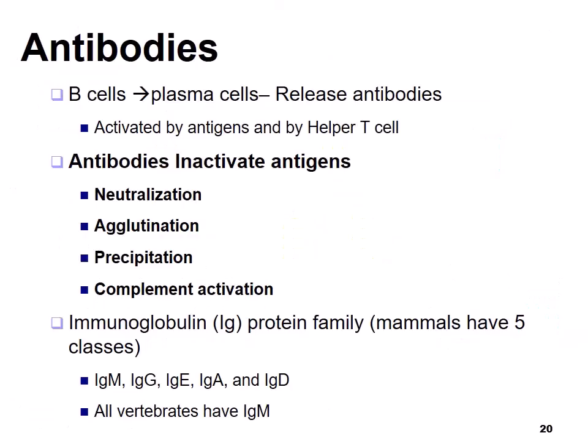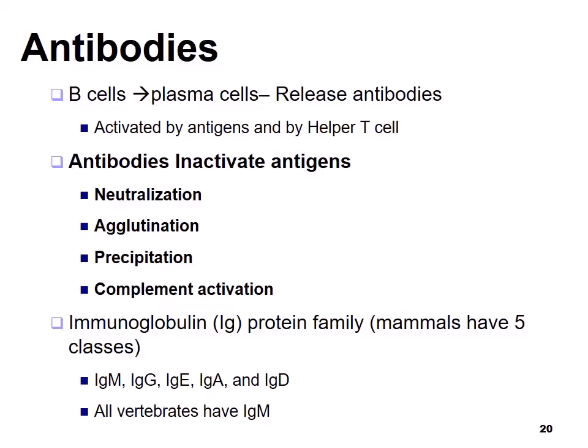So antibodies come from mature B cells. The B cells mature into plasma cells, and then the plasma cells release antibodies. Those B cells have to be activated by both an antigen and a helper T cell. Antibodies inactivate antigens. They help destroy antigens, and they do this by neutralization, agglutination, precipitation, and complement activation. We'll talk about that with pictures on the next slide.